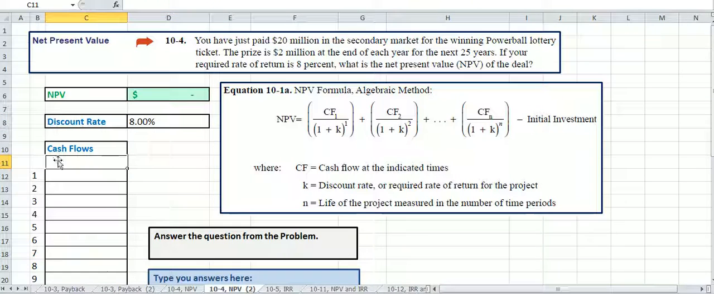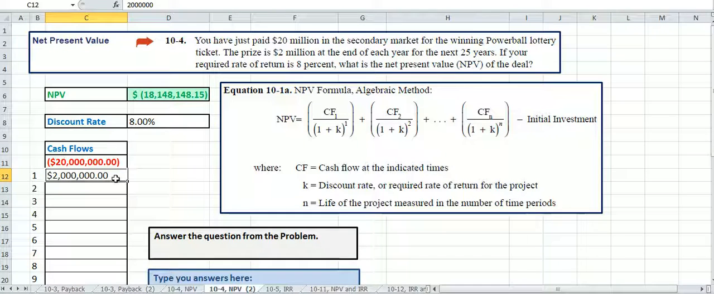Now, this first box right here, you need to put in the negative $20 million, because that's your initial cash outlay at time 0. And then you're going to have cash flows of $2 million all the way down.